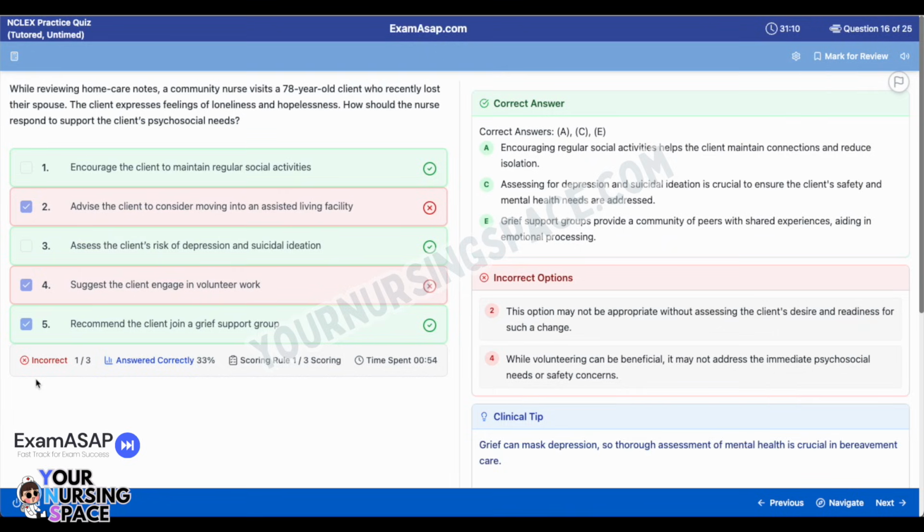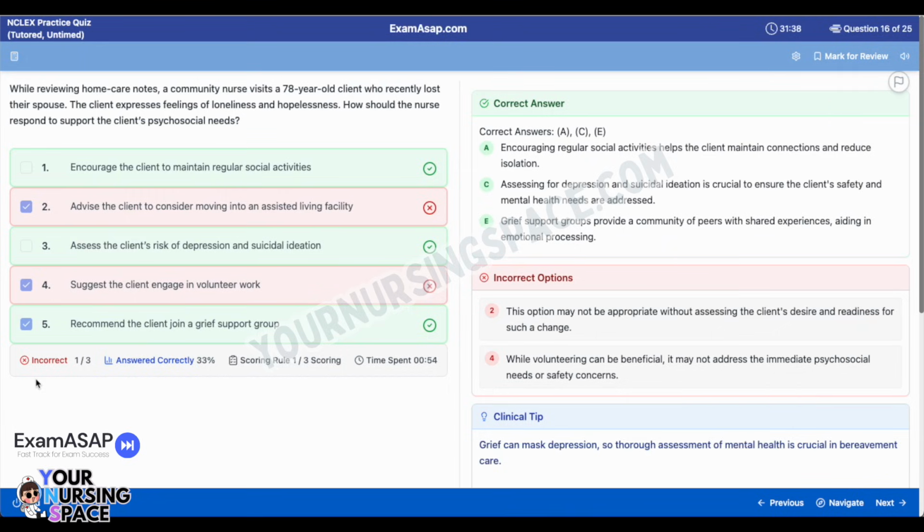Rationale. Correct answers A, C, E. A. Encouraging regular social activities helps the client maintain connections and reduce isolation. C. Assessing for depression and suicidal ideation is crucial to ensure the client's safety and mental health needs are addressed. E. Grief support groups provide a community of peers with shared experiences, aiding in emotional processing.